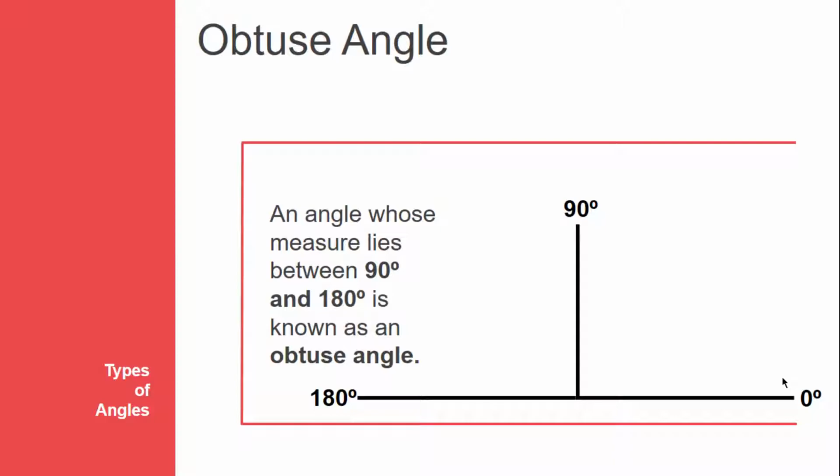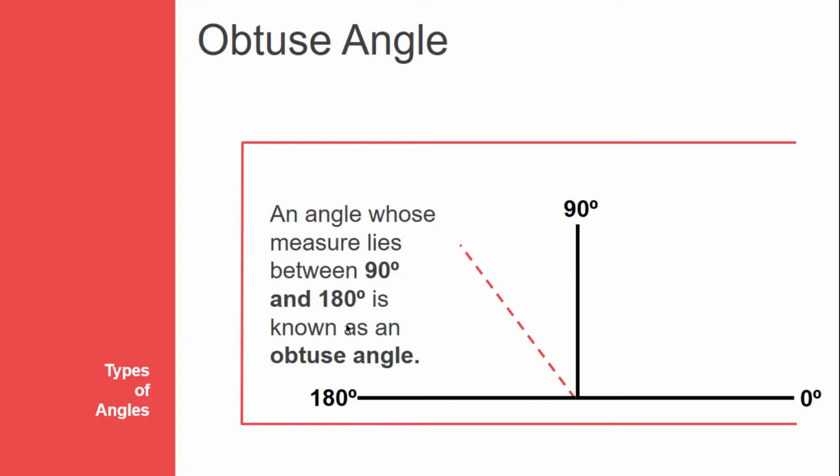Now moving on, we learn the obtuse angle. An angle whose measure lies between 90 degrees and 180 degrees is known as an obtuse angle. So we already learned that an acute angle is the one where the line lies between 0 and 90. In this case, it is going to lie between 90 degrees and 180 degrees. Whenever it is greater than 90 degrees and less than 180 degrees, it will form an obtuse angle just like this one.